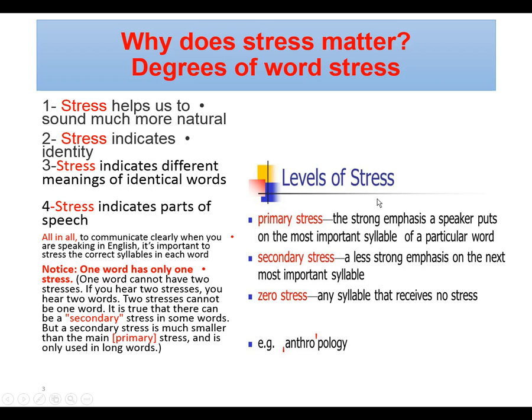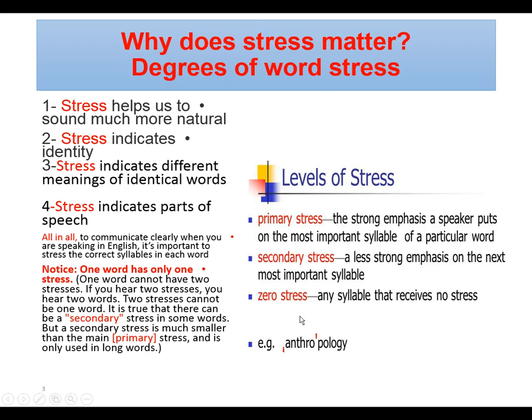Levels of stress, the second important part here. Here we have three levels. Number one, primary stress, which is the strongest, and this is the kind of stress that we place on the most important syllable of a particular word. Number two, secondary stress, which is the second strongest, that we place on the syllables next to the most important syllable.